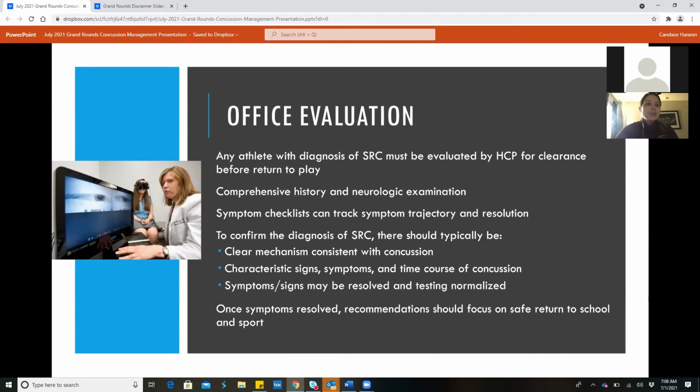But anybody else, anybody who's entered into a so-called concussion protocol, should be evaluated by a healthcare provider. We should get a comprehensive history and neuro exam and a symptom checklist, which can track symptom trajectory and resolution of symptoms, and confirm the diagnosis of sport-related concussion. In order to confirm the diagnosis in the office, they do not need to have symptoms at that time, but they need a clear mechanism consistent with concussion and characteristic signs and symptoms, as well as the characteristic time course. These can be resolved and testing can be normalized by the time of office evaluation. And if they are, that means we can start getting them back to school and play.